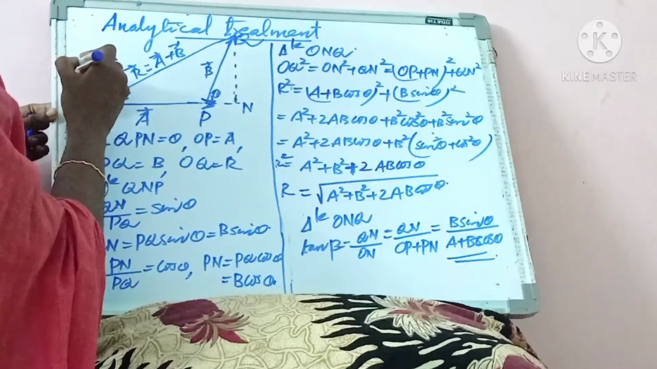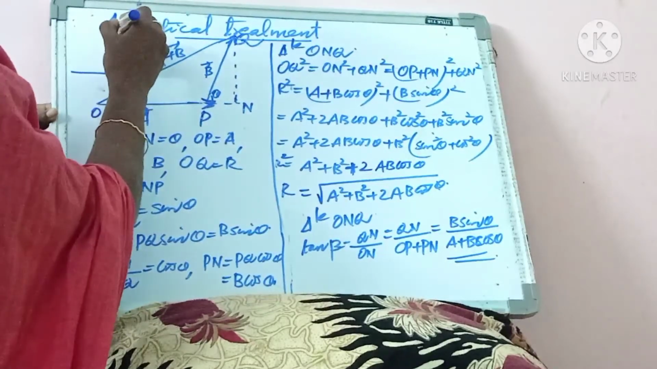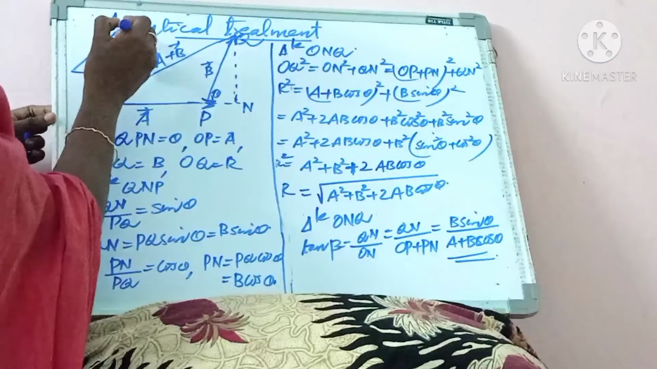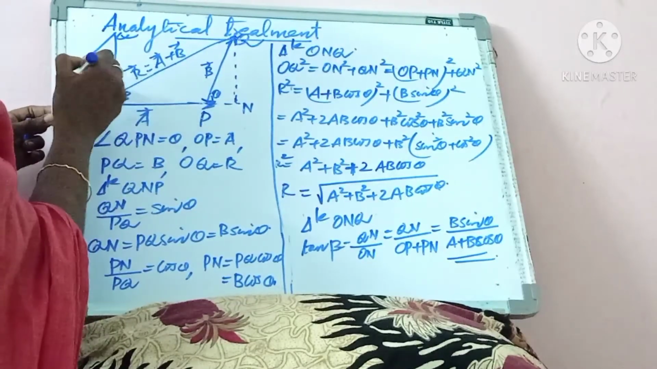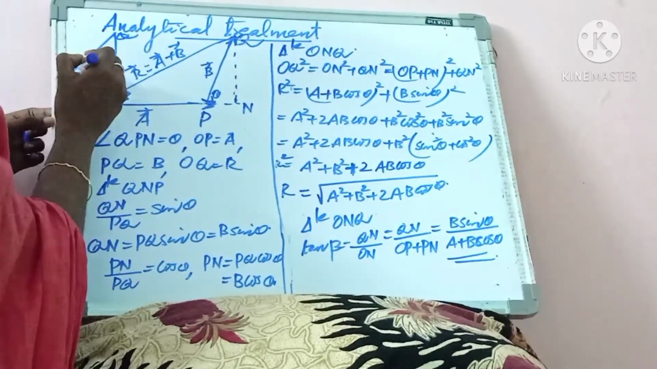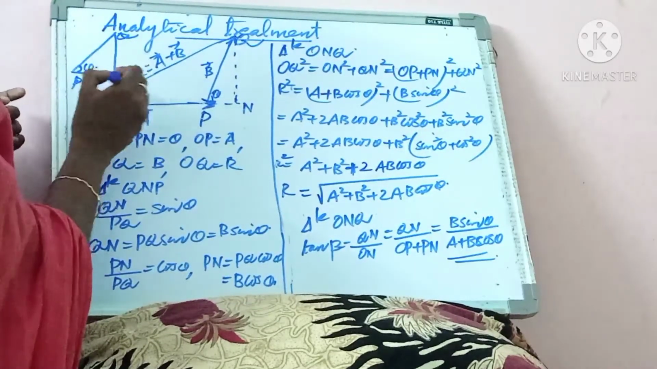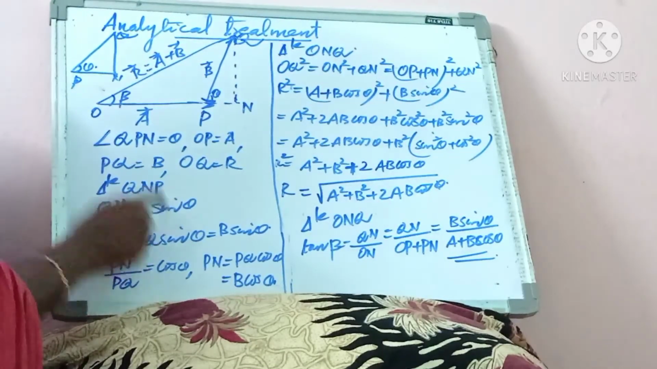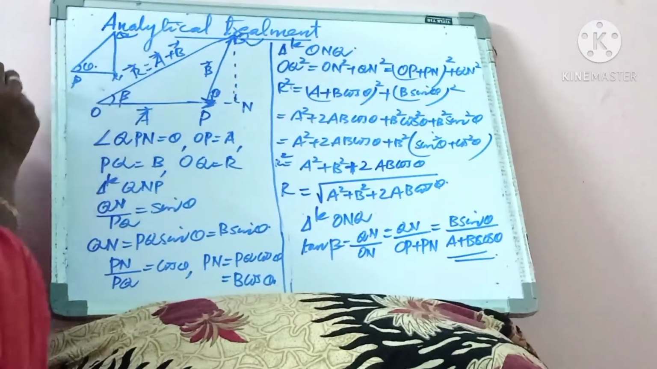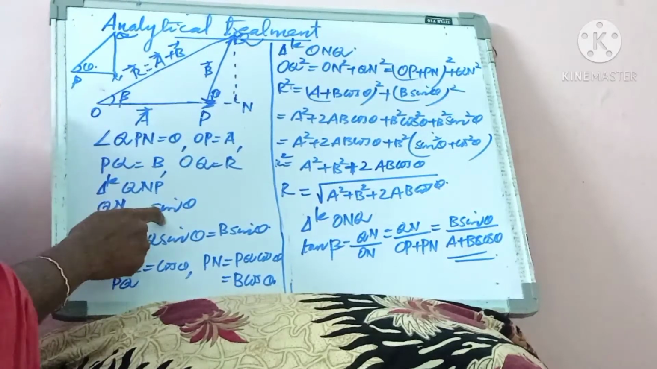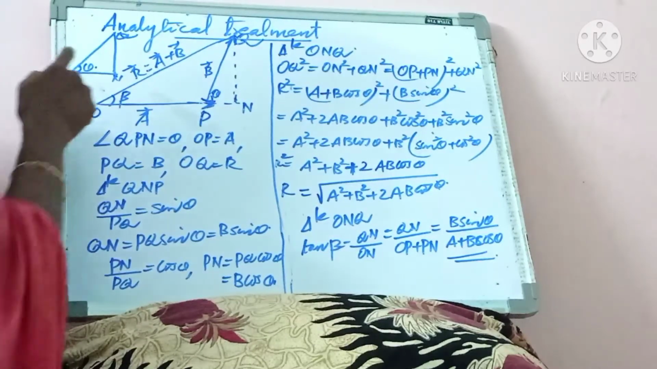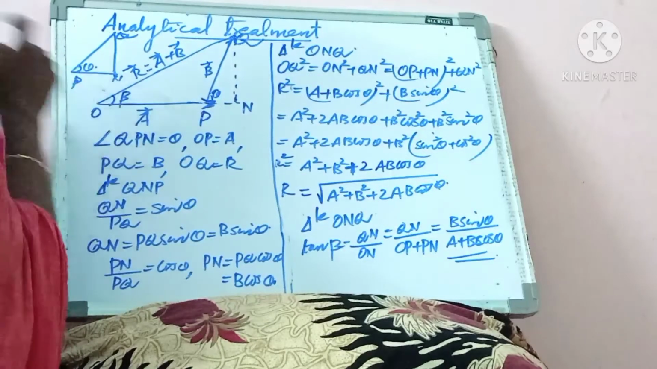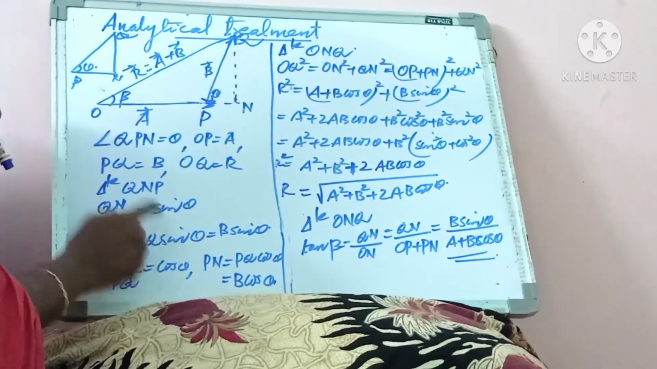Here we can draw Q N P separately. Actually, that is the right angle triangle. From that triangle, we can write sine theta. You know what sine theta is? Opposite side by hypotenuse. That is actually sine theta.